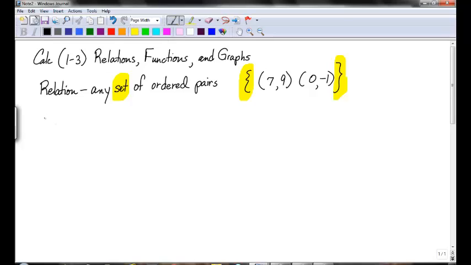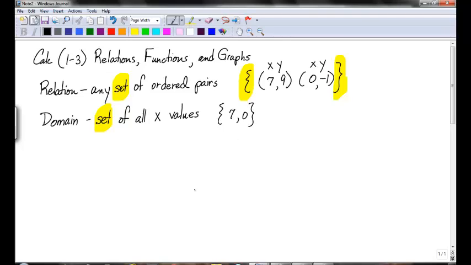Okay, and then we've talked about this before, the domain. The domain is the set of all x values. So, another key word is it's a set. So you got to have the set and the x values. Remember, all the ordered pairs are x and y. So this would be 7, 0 is our domain.